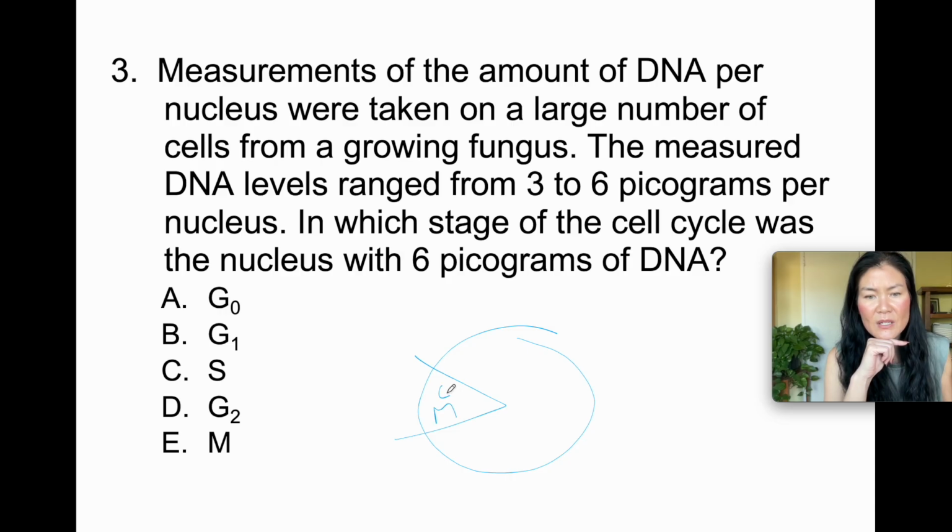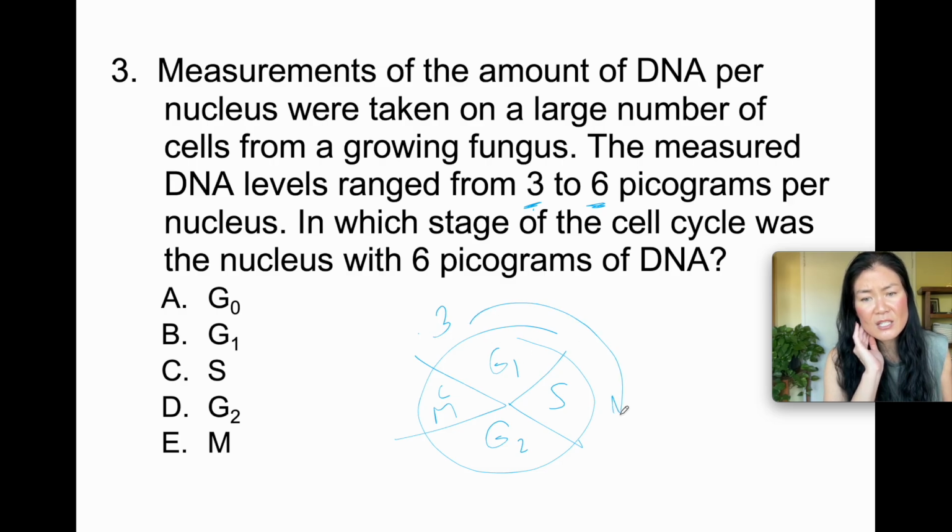We have mitosis, cytokinesis, G1 of interphase, the S phase of interphase, and then G2 of interphase, right? So when I see here, fungus has anywhere between 3 to 6 picograms of DNA. This tells me it's 3, and then after the S phase, DNA is duplicated, so it would be 6. So you would have 3 picograms of DNA in G1. By the end of the S phase, you would have 6. You would still have 6 until cytokinesis, when the two new cells would have 3 each, right?